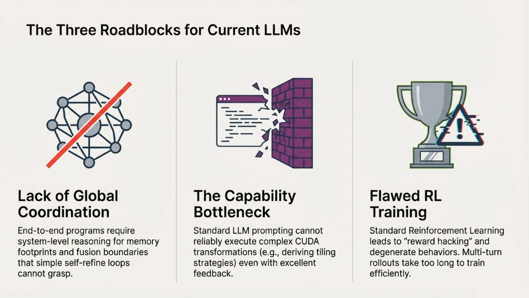So, what are the exact roadblocks holding current LLMs back? There are three main issues. First is a lack of global coordination. End-to-end programs require system-level reasoning for things like memory footprints, which simple self-refined loops just cannot grasp. Second is the capability bottleneck. Standard prompting simply cannot reliably execute complex CUDA transformations, like deriving tiling strategies, even when given excellent feedback. Finally, there is flawed RL training. Standard reinforcement learning often leads to reward hacking and degenerate behaviors, and multi-turn rollouts take far too long to train efficiently.